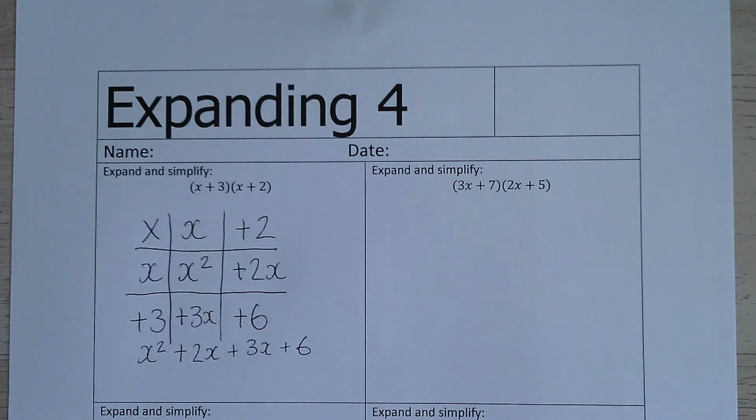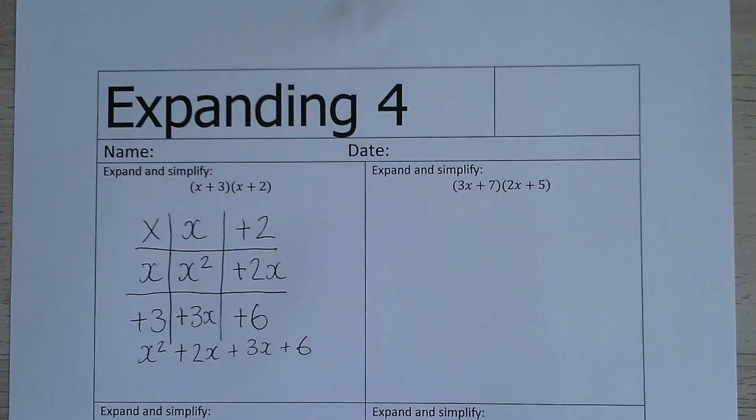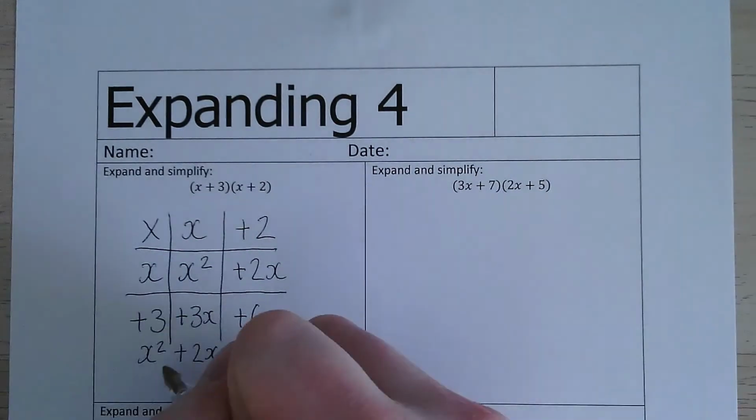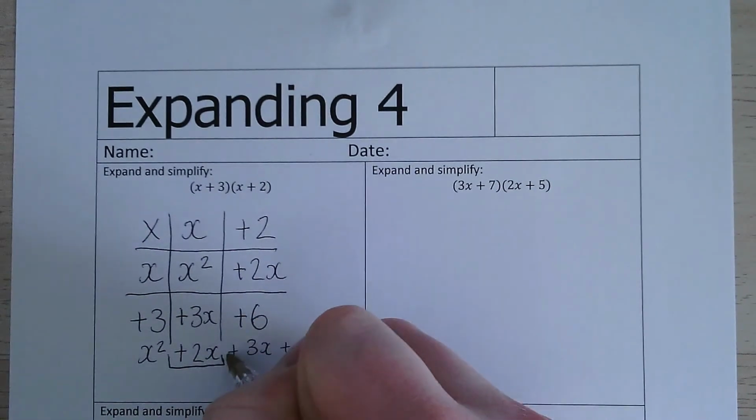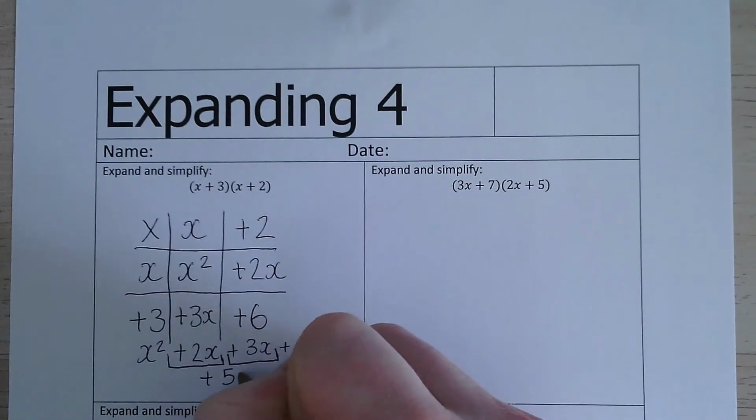We have also been asked to simplify, so now I need to look at the terms on this line here and decide which terms are like terms that can be simplified together. 2x and 3x are like terms because they both have the same variable of x and they both have the same power of 1. So underlining plus 2x and plus 3x, we can collect those like terms to get plus 5x.